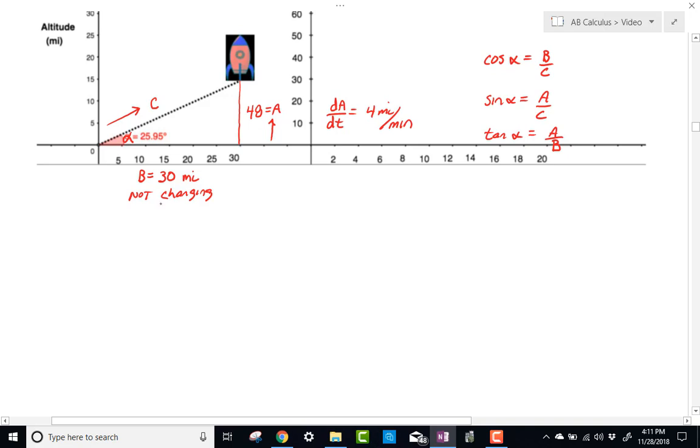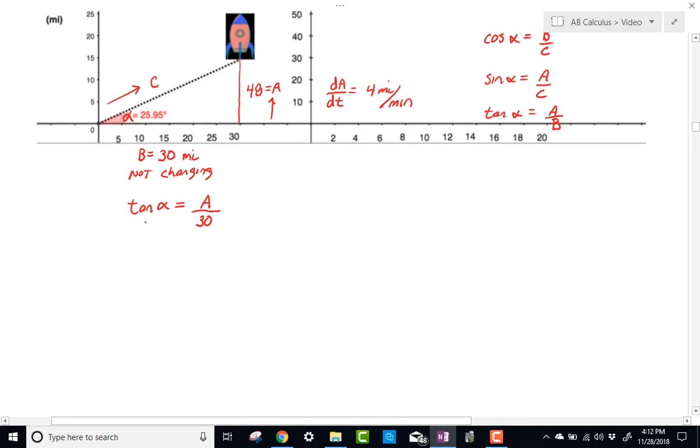So I'm going to choose tangent, because having A in the numerator is easier than, for instance, if I did cosine of alpha, having C in the denominator and trying to take a derivative at some point. Hopefully it'll make more sense when we do it. So I'm going to use tangent of alpha, and that's going to equal A over B. Again, A is changing, so I can't plug in for A, but B is fixed, so that's just 30.